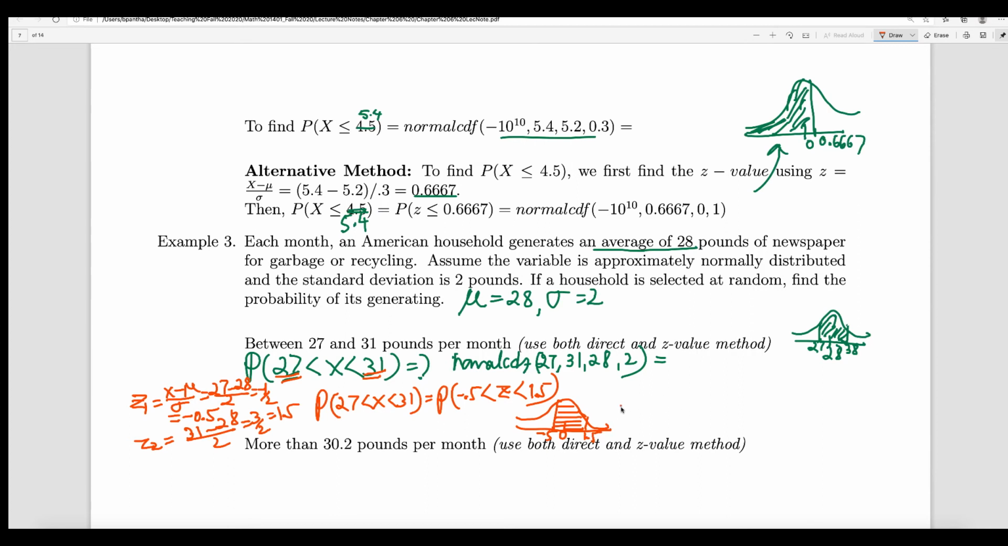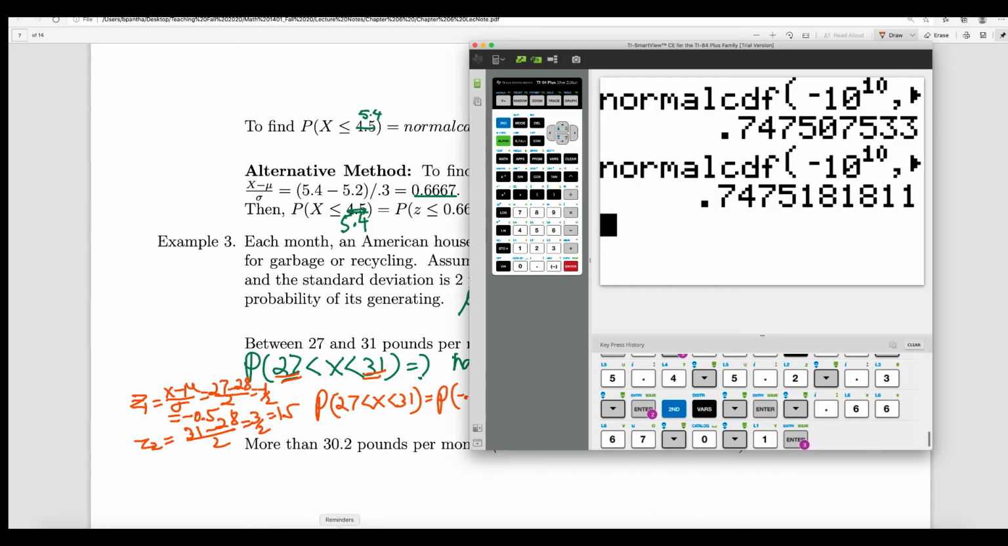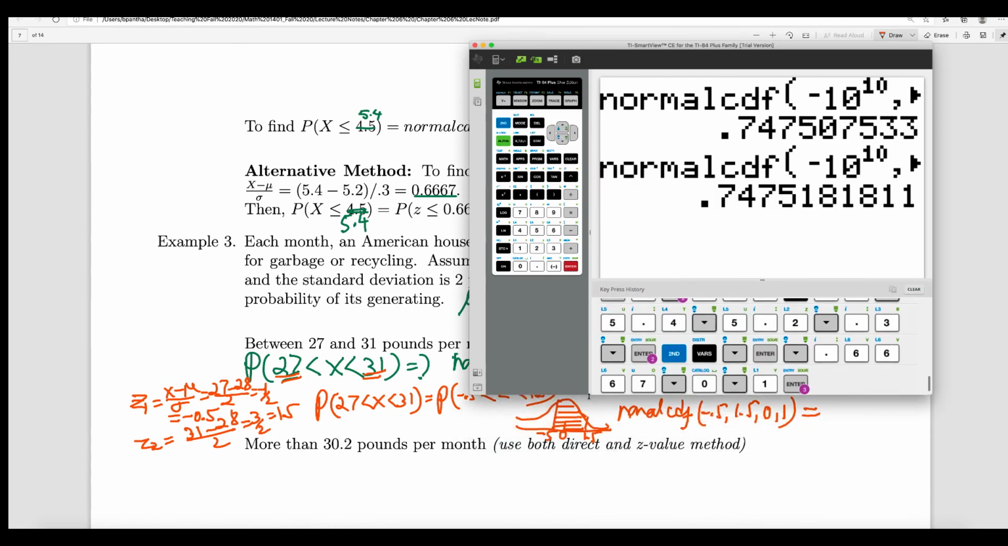So what is the syntax? Normal CDF, right? The left bound is negative 0.5, right bound is 1.5, mean is 0, sigma is 1, because we changed that into g value. Okay, now let us use the calculator for both. You must get exactly the same value from both methods. Okay, so let us look at that.